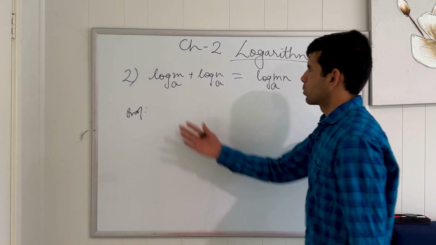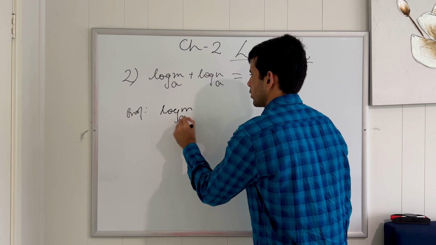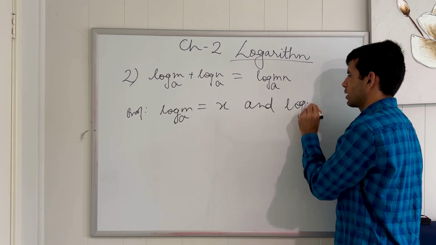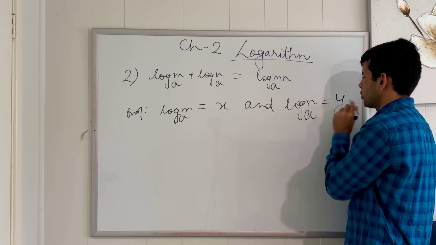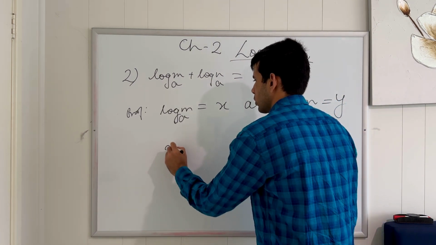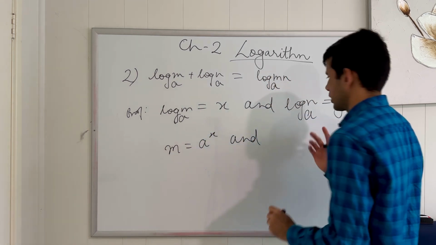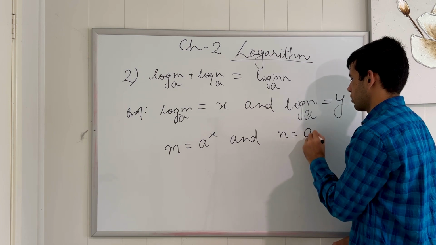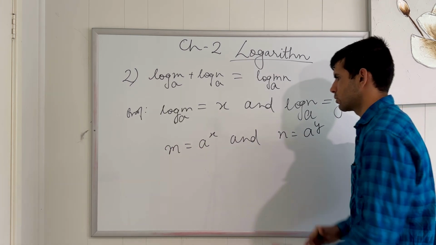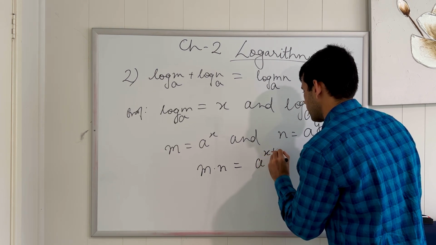So suppose I call the first term x. So log m base a is equal to x, and log n base a is equal to y. Alright, and now if you solve it, m becomes equal to a to the power x, and here n becomes equal to a to the power y. Am I correct here? And now if you multiply both the terms, m and n, you get m dot n equal to a to the power x plus y.